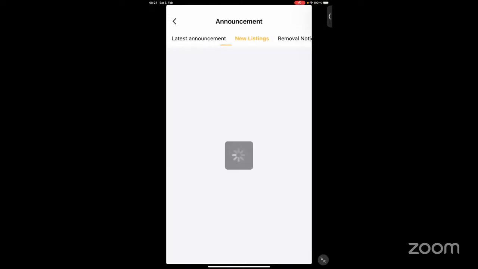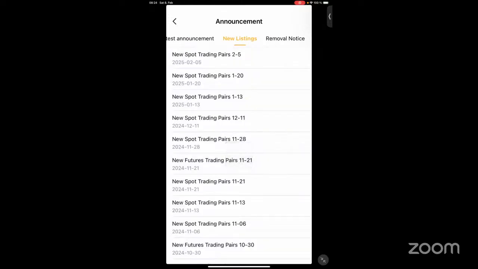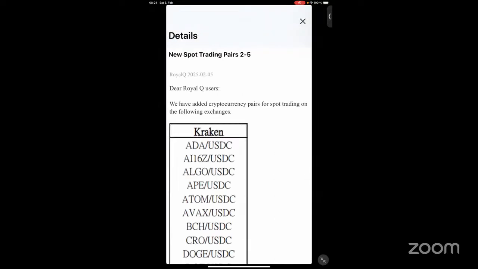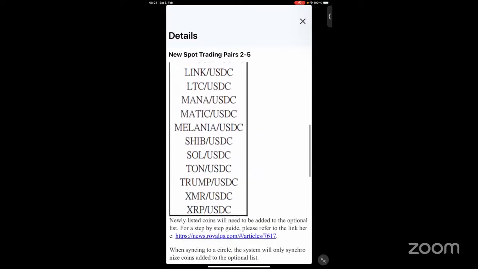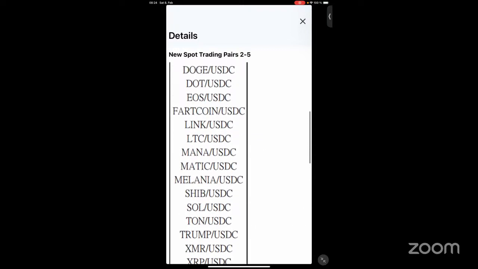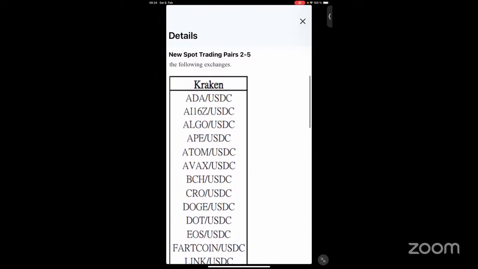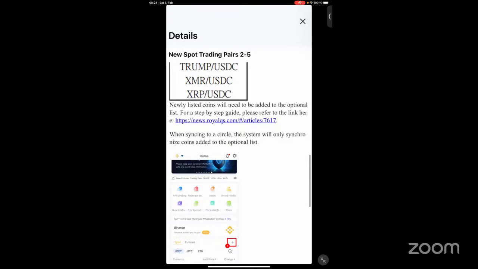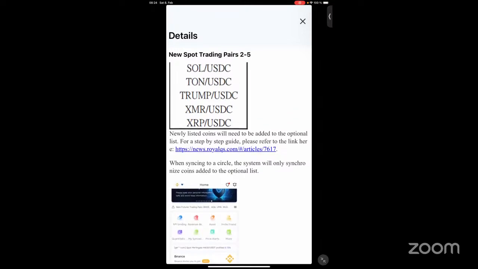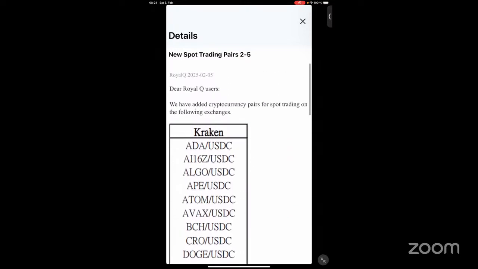Okay. Now the new listings comprise of, anytime Royalq adds new trading pairs, they alert us under the new listings. Okay. So a few days ago, they added these coins for the Kraken users because USDT is out of the market. So they actually have to add more coins for the Kraken users, especially those who are using the USDC.